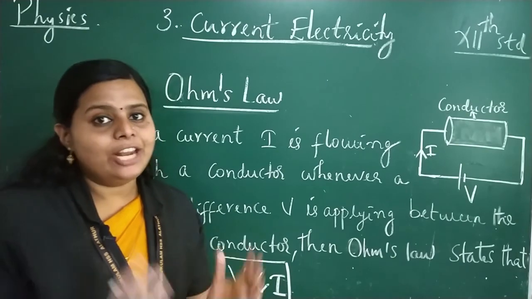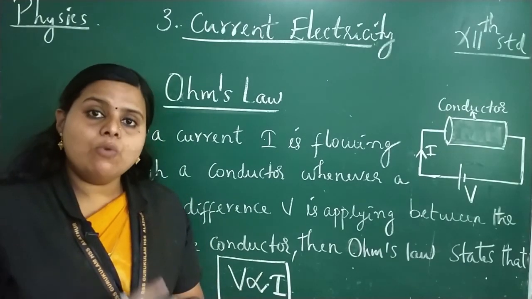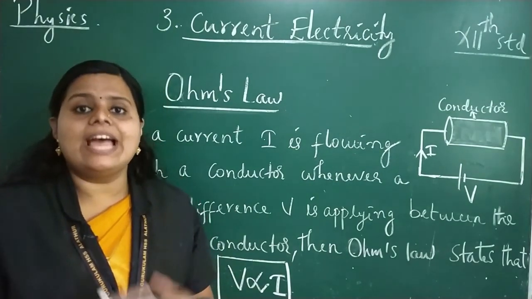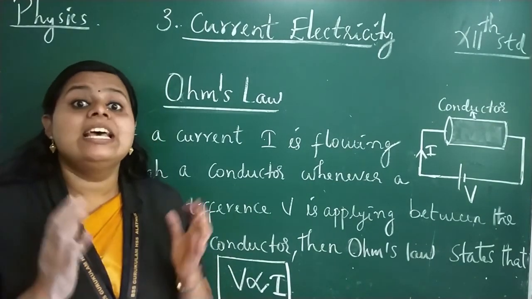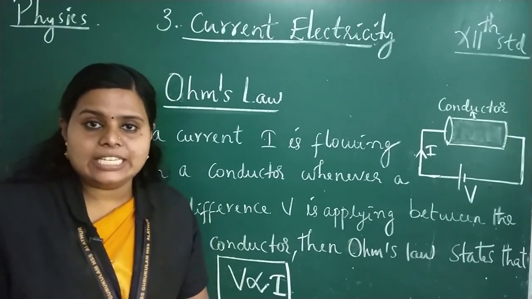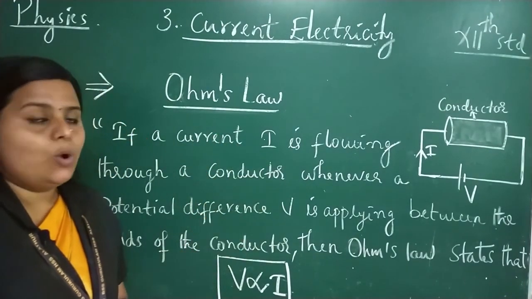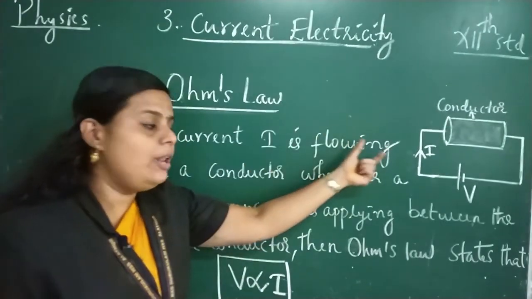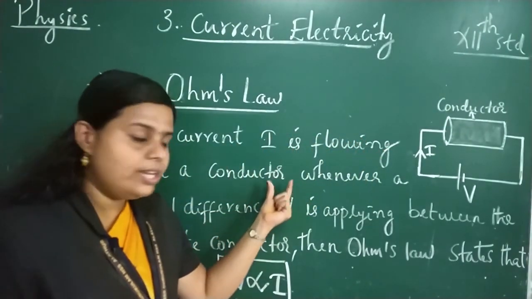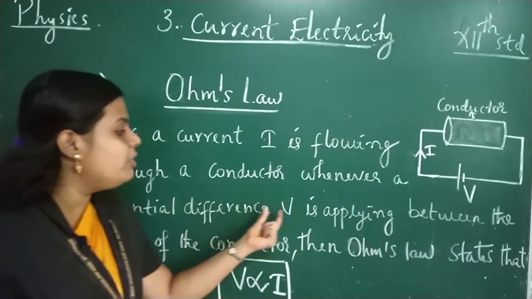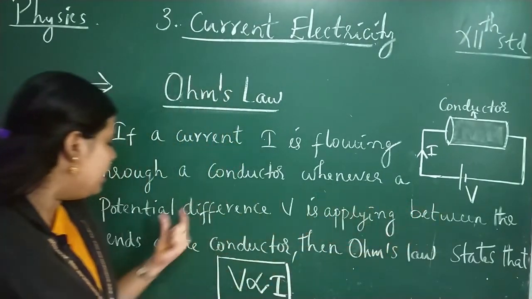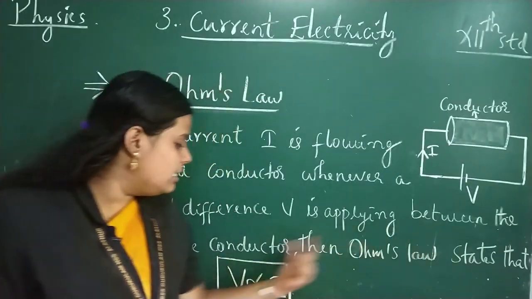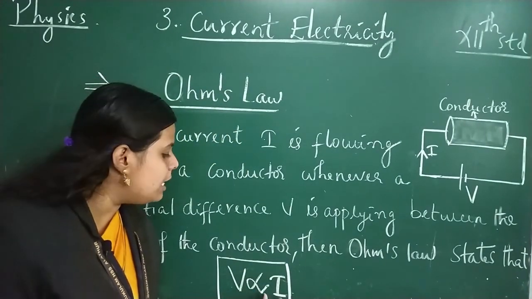Listen children, here we are going to learn Ohm's law. So what is Ohm's law actually? It is a basic law regarding the flow of currents, which is discovered by the scientist G.S. Ohm in the year 1828. And here is the law. This law states that if a current I is flowing through a conductor, whenever a potential difference V is applied between the ends of the conductor, then Ohm's law states that V is directly proportional to I.